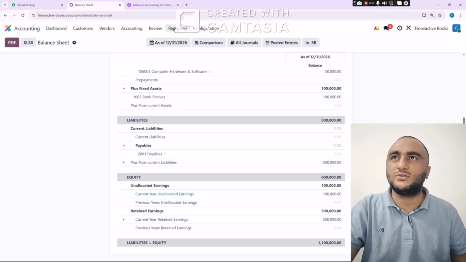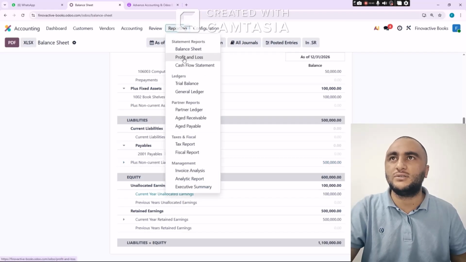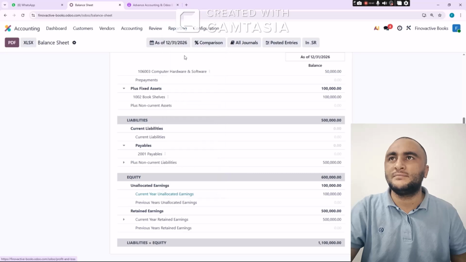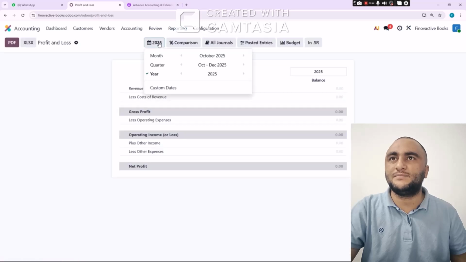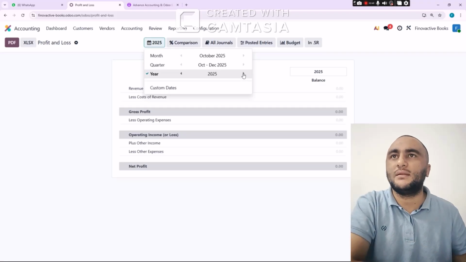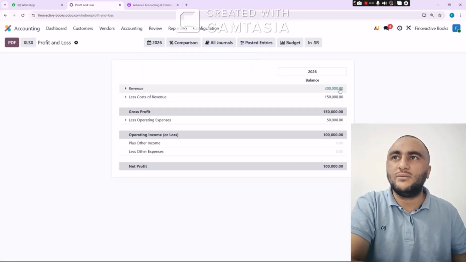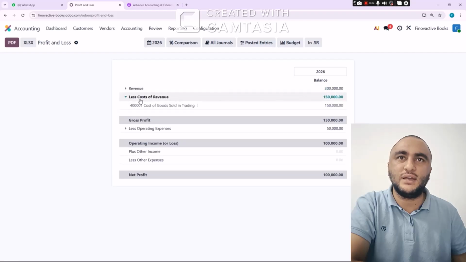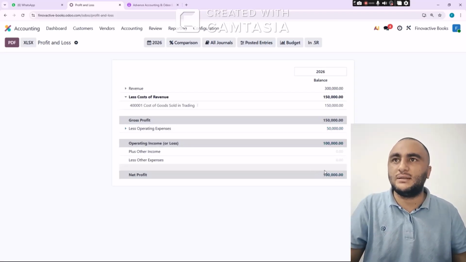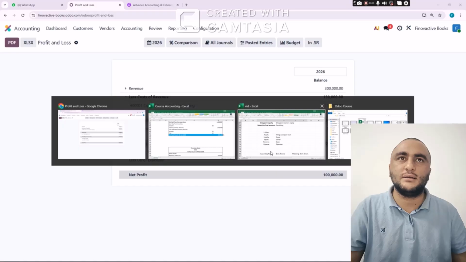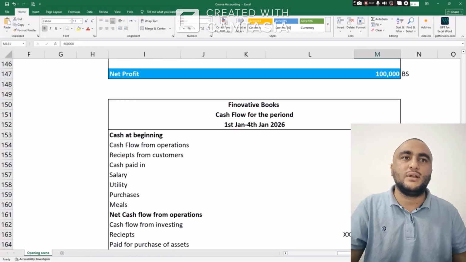For profit and loss, if we go here in profit and loss for 2026, $300,000 in revenue, cost of sale in trading 150. So our gross profit 150 and less operating expense, and 100,000 we got profit. You can see here same as in our Excel sheet.